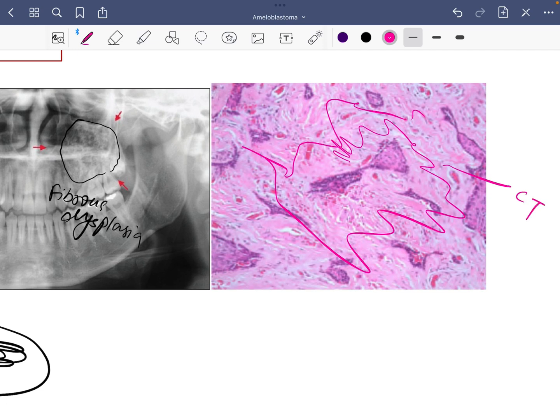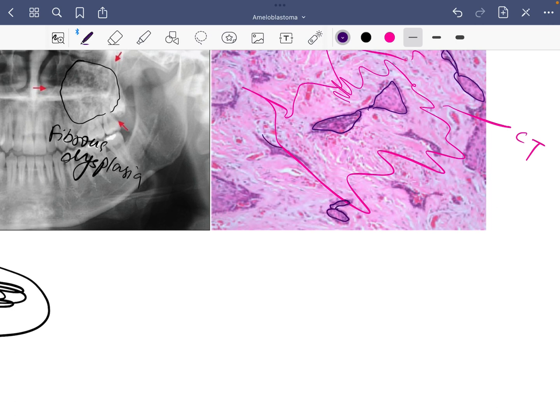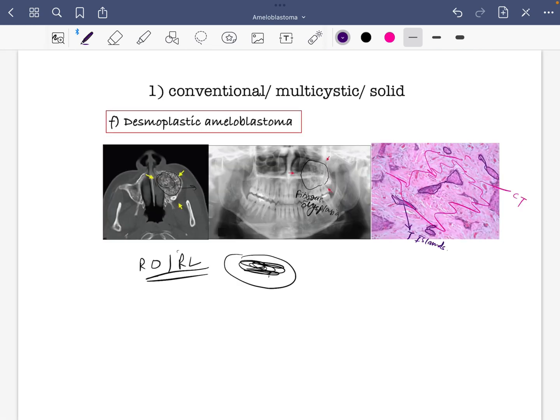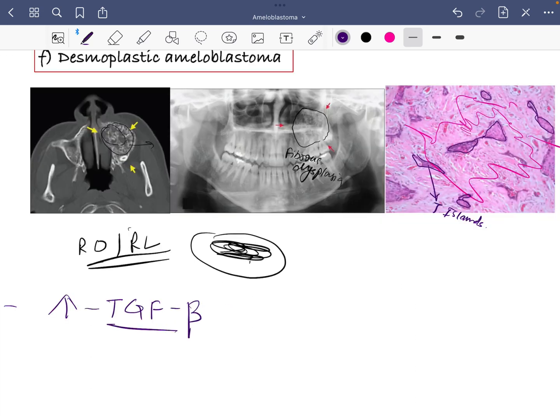Everything in pink is your connective tissue, and these are your epithelial tumor cells. See how they are just squeezed in between, right? So these are your tumor islands. In this kind of tumor you will find an increased amount of transforming growth factor beta. What happens because of that is increased collagen in the stroma.